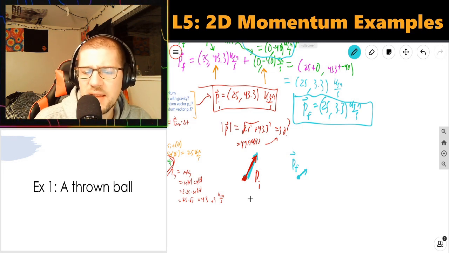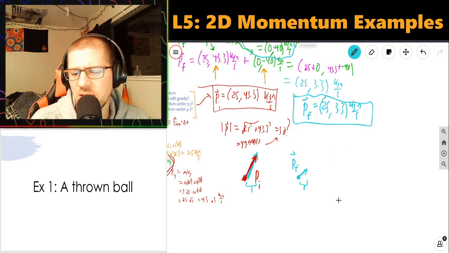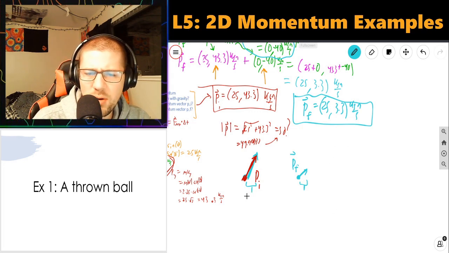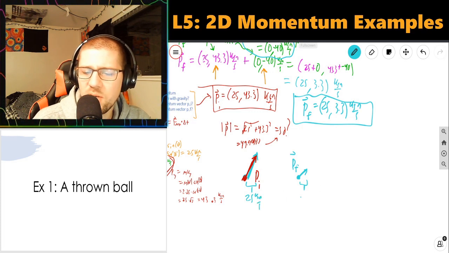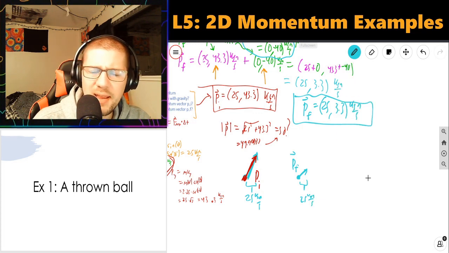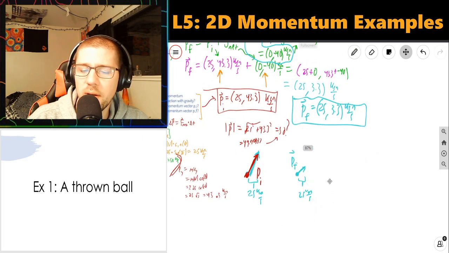Its x component stayed the same. The force did not act to change the x component. It only changed the y component, the vertical component. So the change in momentum always points in the same direction as the force. So this is still 25 kilogram meters per second in the x direction. The only one that changed is the y component of the momentum.